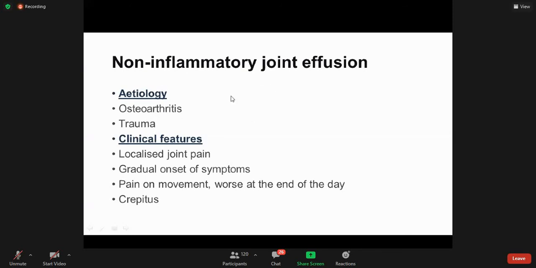Osteoarthritis and trauma lead to non-inflammatory joint disease. So what are the clinical features? How will the patient present?